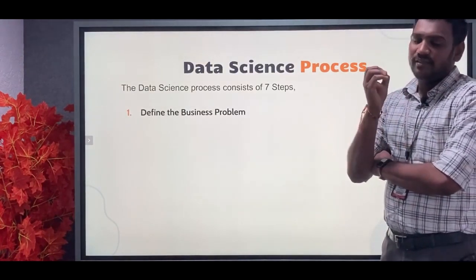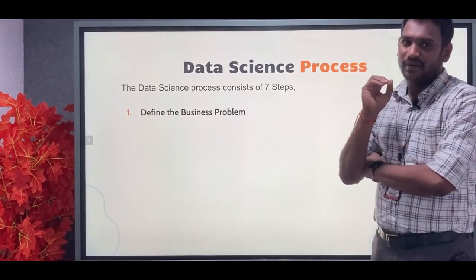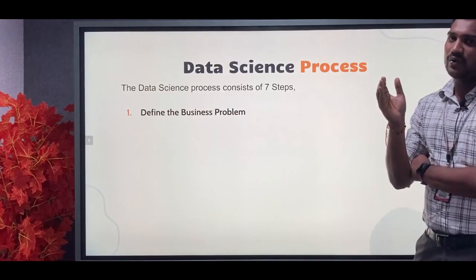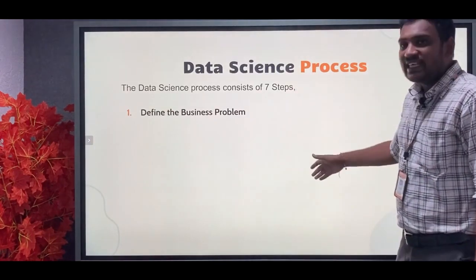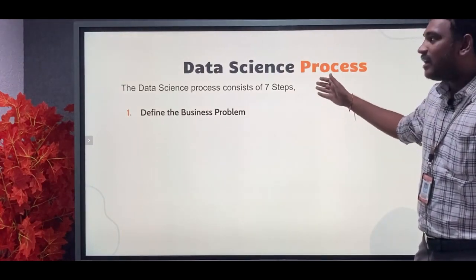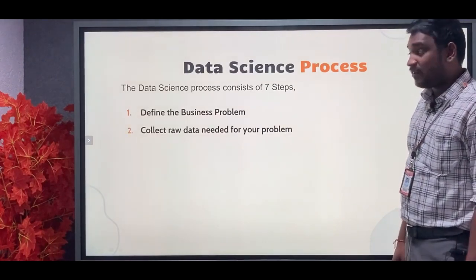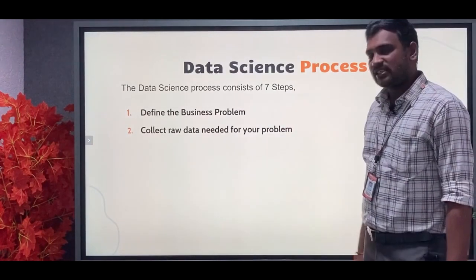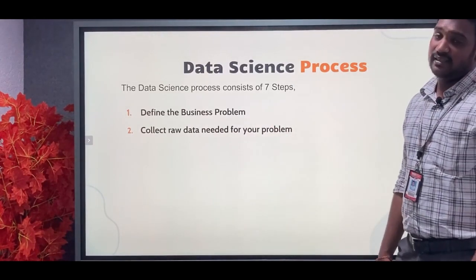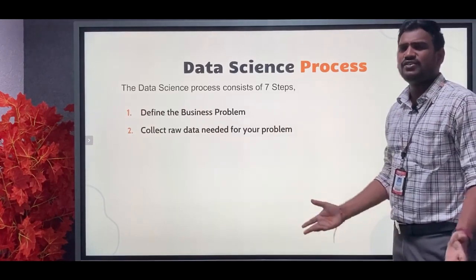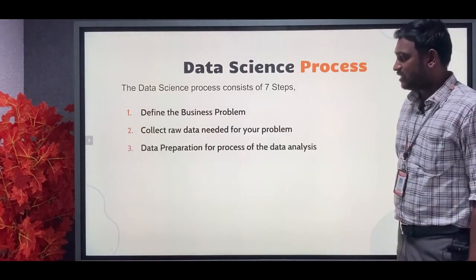For every problem you get, you have to define it to implement it in a computer, like an algorithm. You write an algorithm to solve the problem. Similarly, you have to follow these steps to process the data science in your project. First of all, define the business problem. Second, once the problem is defined successfully, you have to collect the data needed for your problem. Yes, some data is required. If there is no data, what will you do? So you need to collect some data. That is the second step in the data science process.